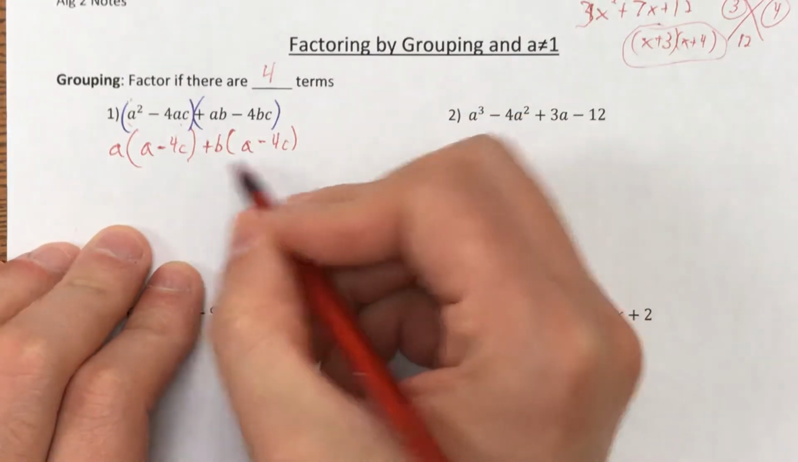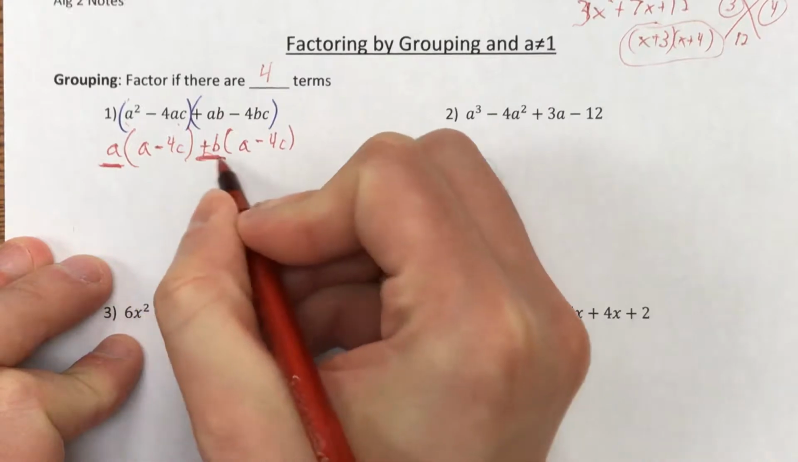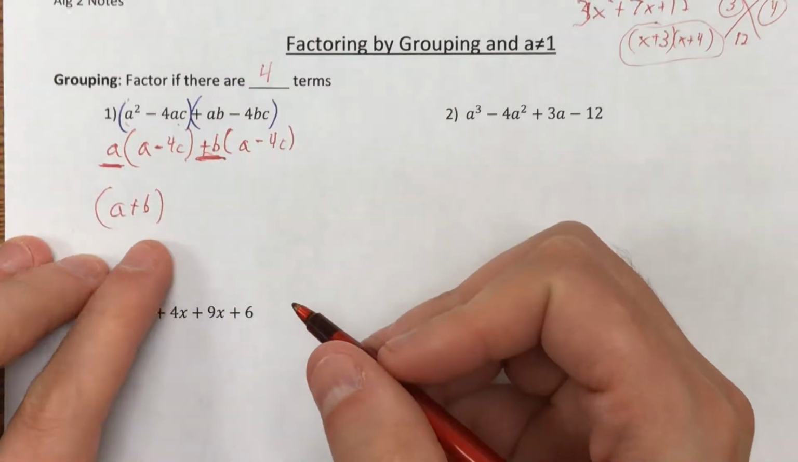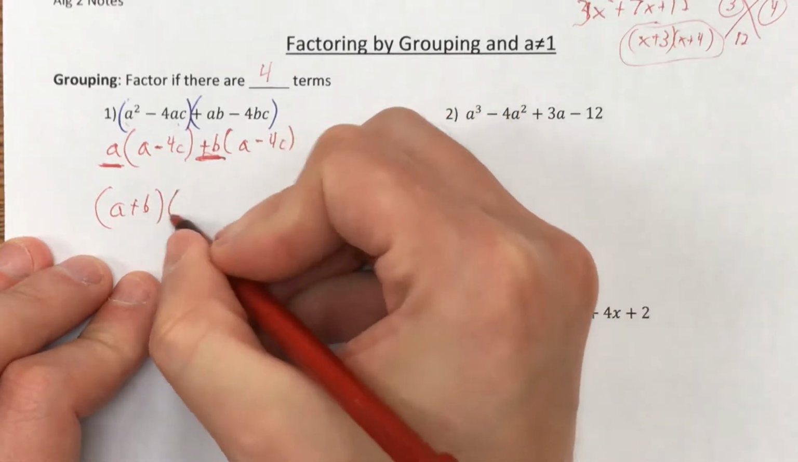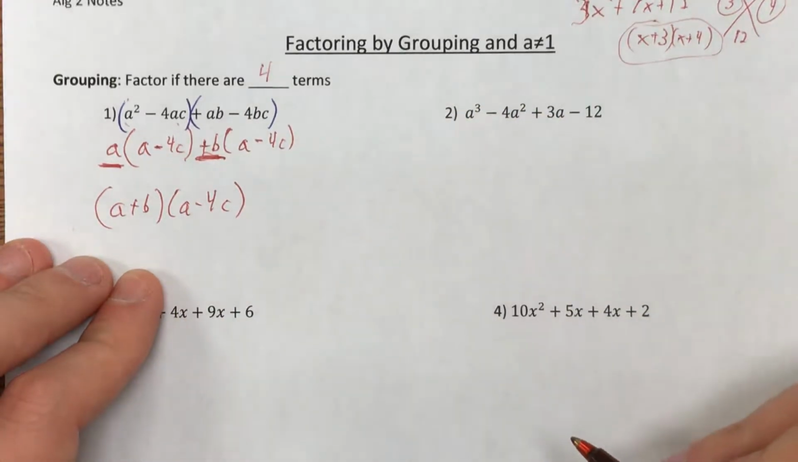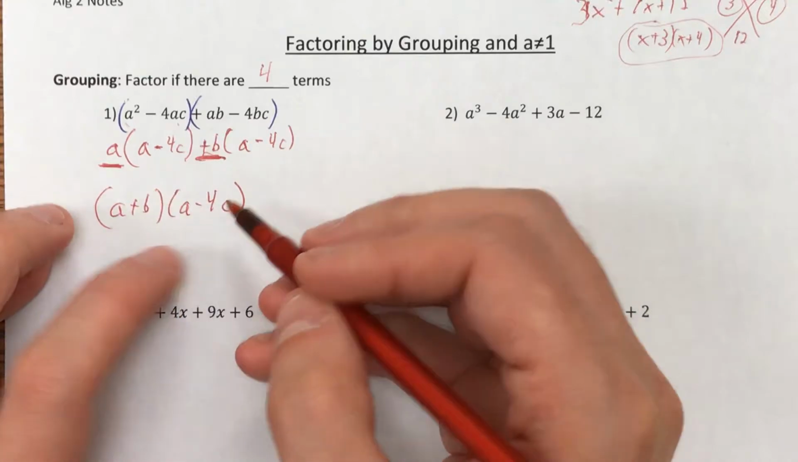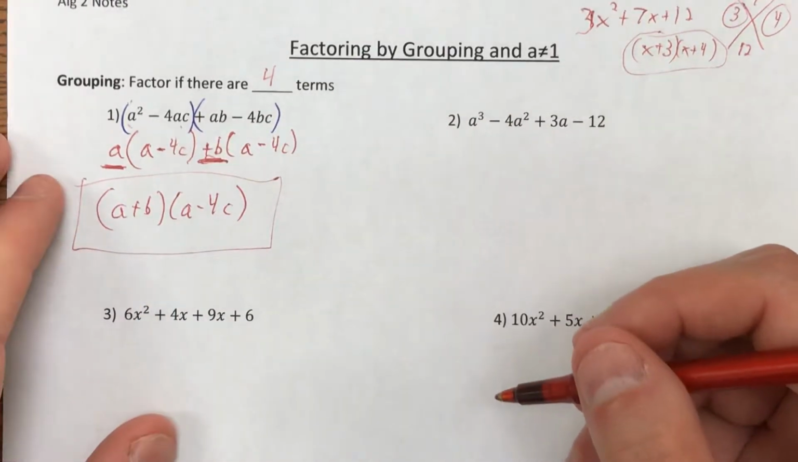And your final answer when you write this out is going to be the stuff on the outside of the parentheses. So in this case, A plus B. That is one of your 2 parentheses answers. And the other one is just the thing that they share, A minus 4C, like that. And that is it. The thing outside goes in the first, the thing they share is the second one, and that is factored, like so.